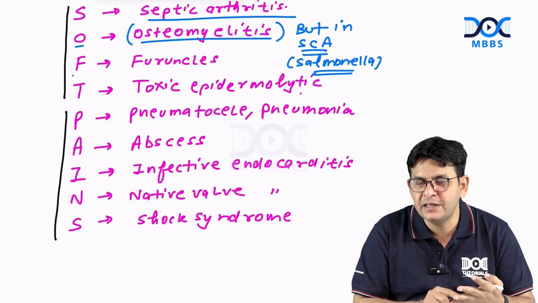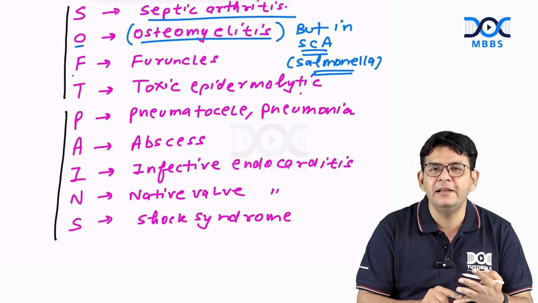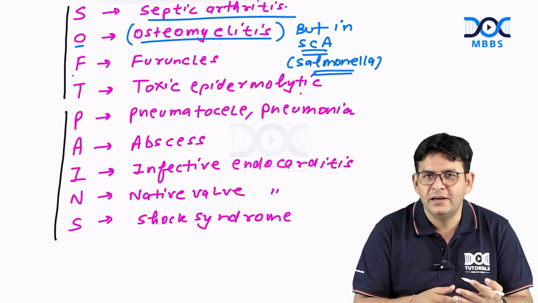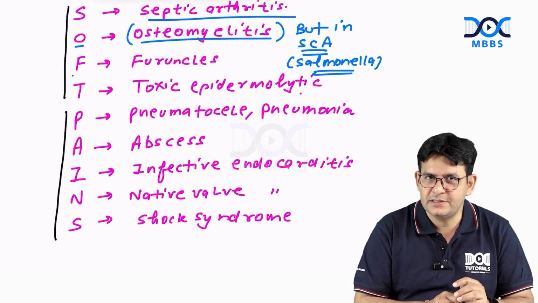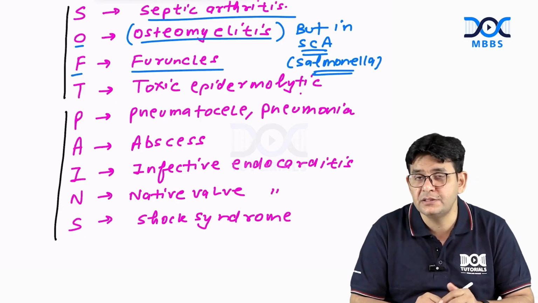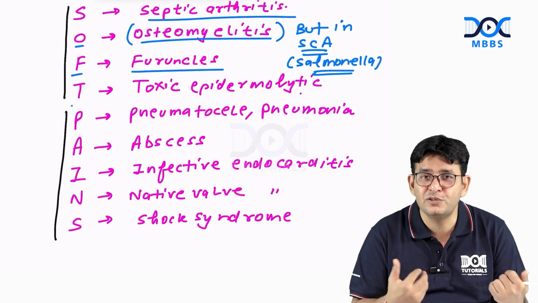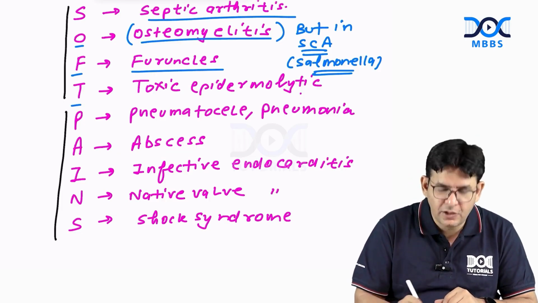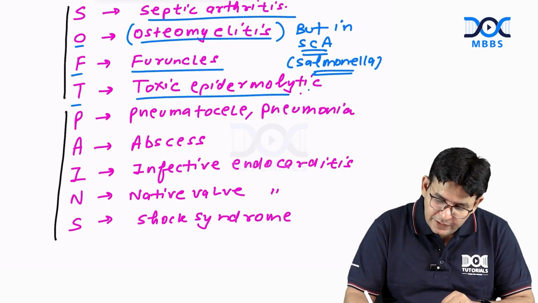Salmonella have which particular disease? Sickle cell anemia. And in that developed what? Osteomyelitis after some accident, they developed this particular osteomyelitis. Damage happened. F is what? F is furuncles. I just told you furuncles, all sorts of uncles. They are done by what? Staph aureus. T is toxic epidermolytic necrolysis.